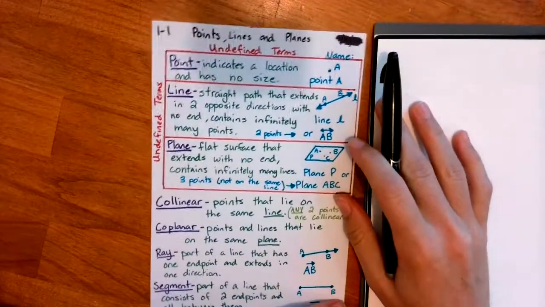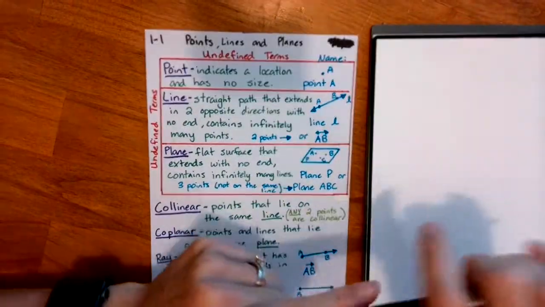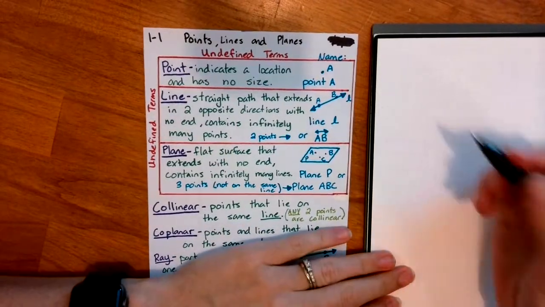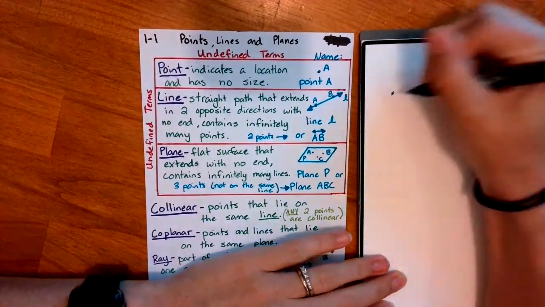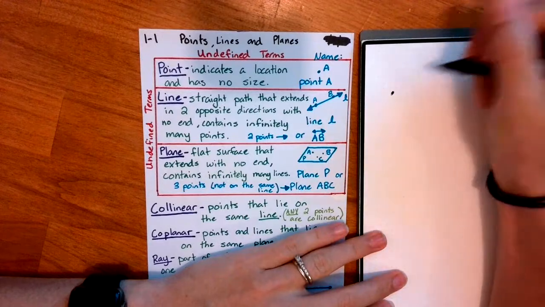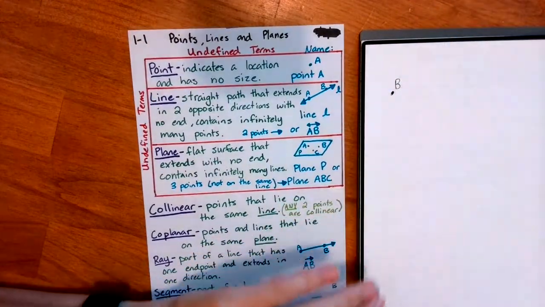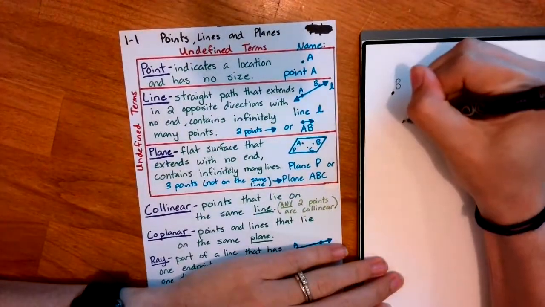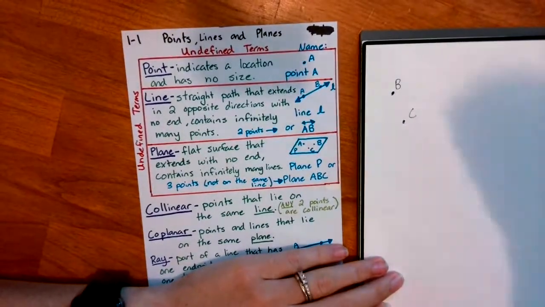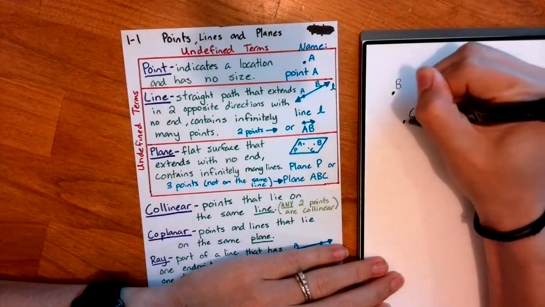So the first one is a point, okay? It indicates a location and has no size. So we usually just do like a dot, okay? And that could be a point. Let's call this one B. And then we could have another point, C, right? So those are 2 points.